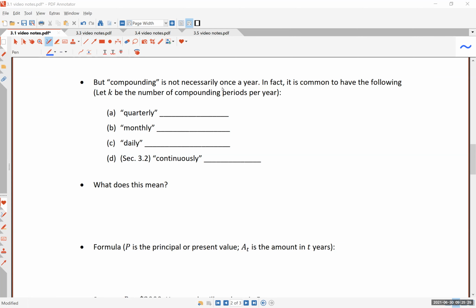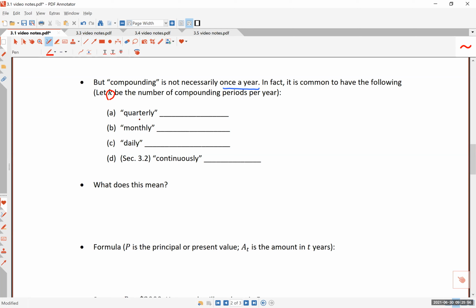Sometimes it is, and if it's only calculated once a year, we call that annual compounding. But many times it compounds more frequently. In fact, we will use the letter K to denote the number of compounding periods per year. And the number of compounding periods per year, of course, depends on how frequently we calculate or let the compound interest appear on your statements and so on.